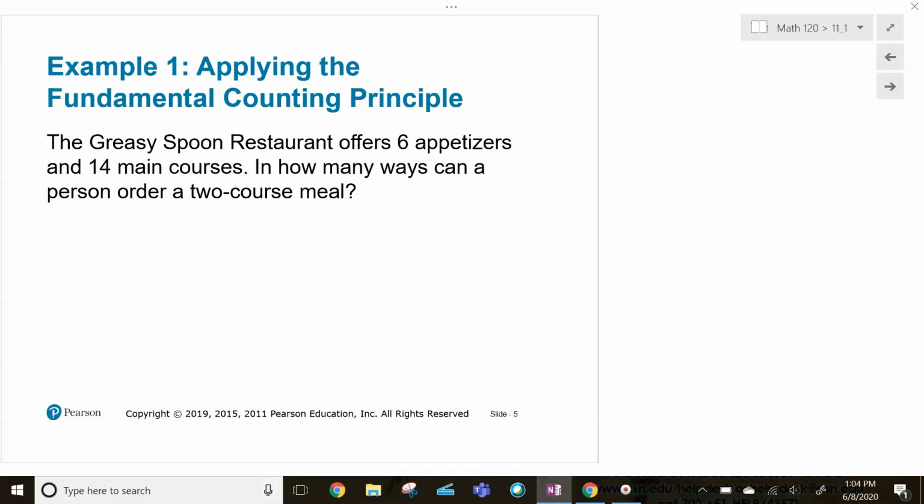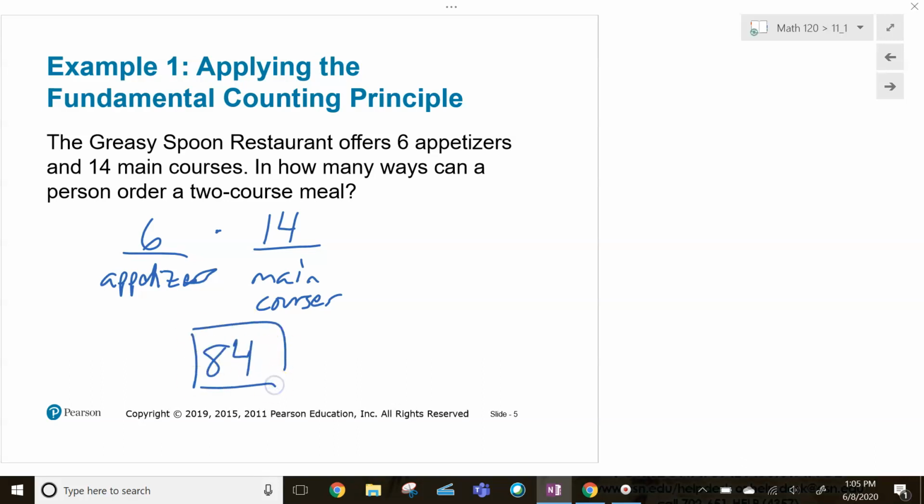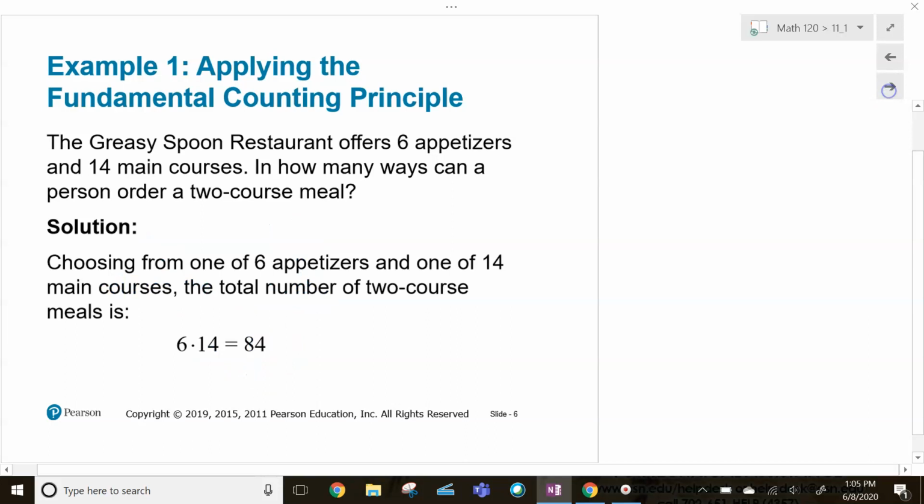So here's another one. A Greasy Spoon restaurant offers six appetizers. So here's your appetizers and 14 main courses. How many different two-course meals do you have? 6 times 14. There's 84 different two-course meals.